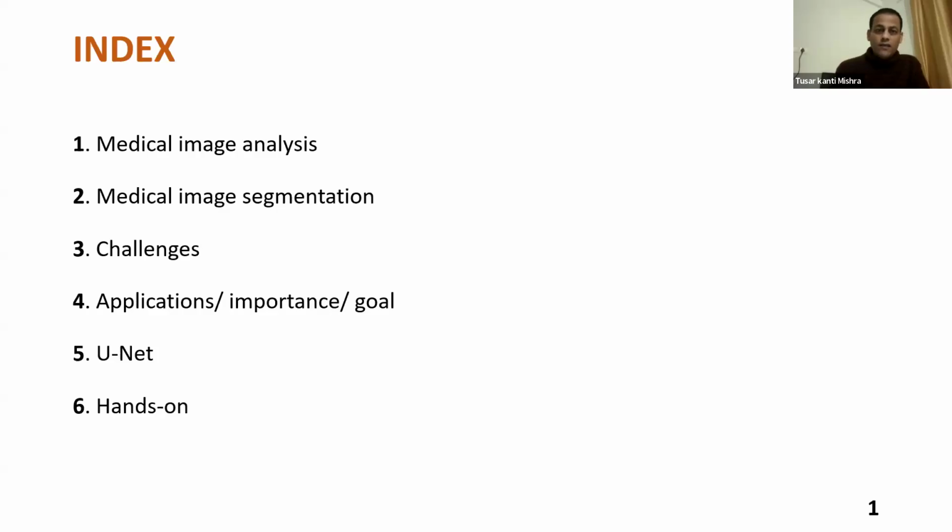Then we'll start with the specific topic meant for today, that is the U-Net. The name might be a little bit new to us, but it's not that big a topic. And we'll do hands-on, because this is an Atal FDP and a little bit of a workshop concept is involved, so we will be doing a little bit of hands-on with that.